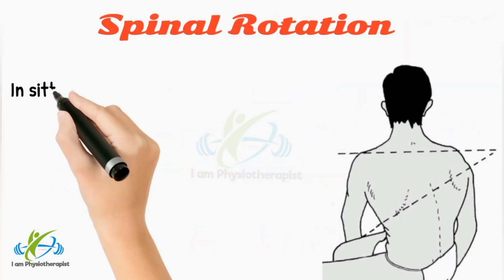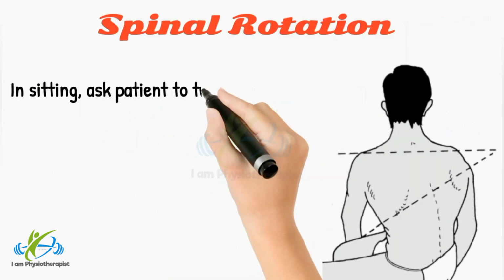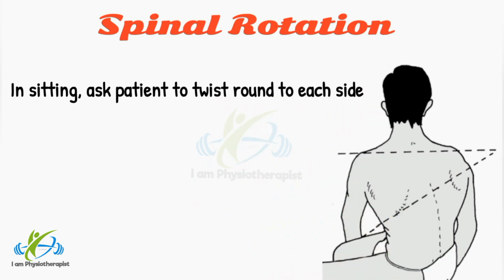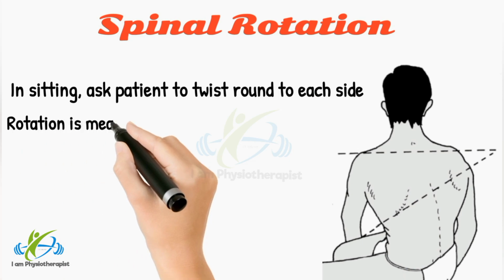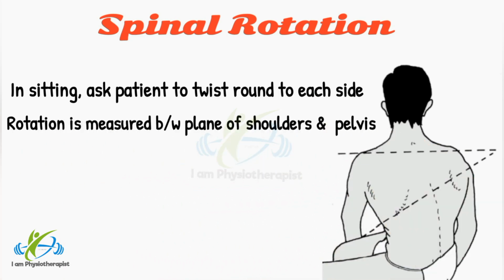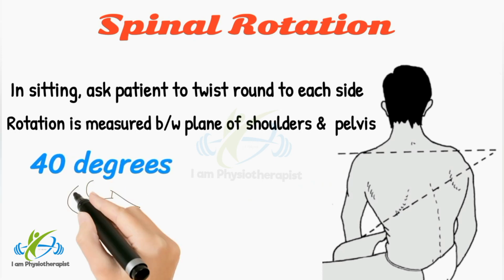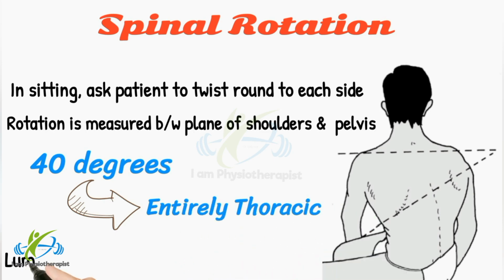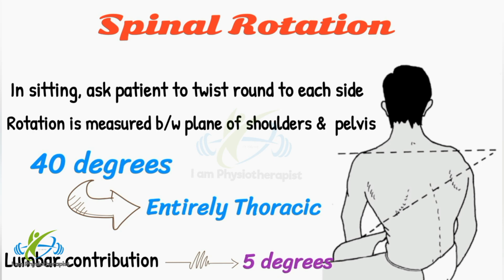To measure the spinal rotation, the patient should be seated and asked to twist round to each side. Rotation is measured between the plane of the shoulders and the pelvis. The normal maximum range is 40° and is almost entirely thoracic. Lumbar contribution is only 5° or less.